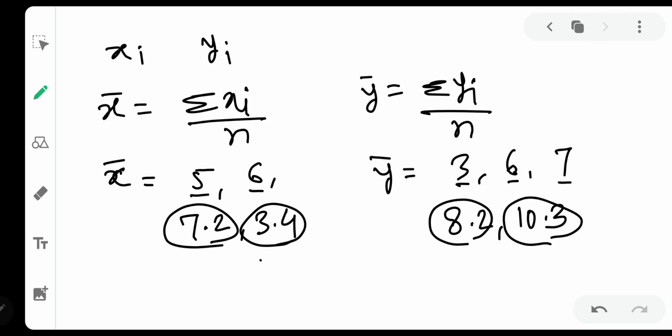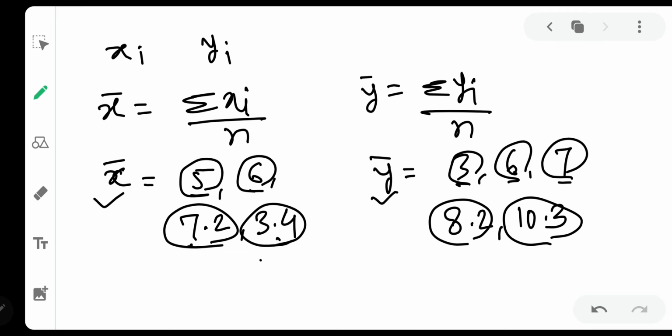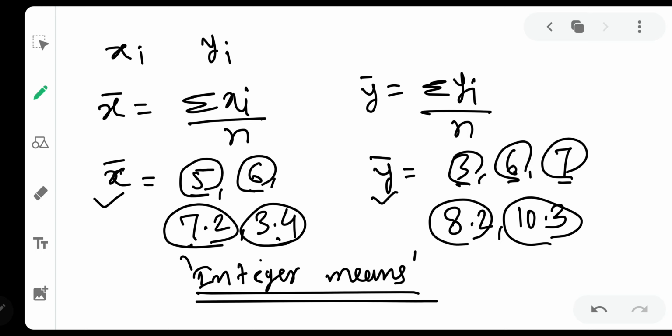What does it mean? We are going to concentrate on the questions in which the mean of x and mean of y is a pure integer and not in decimal points. So today's questions will be dealing with integer means. If your means are integers, then how do we solve those questions? Now these questions are very easy to solve.